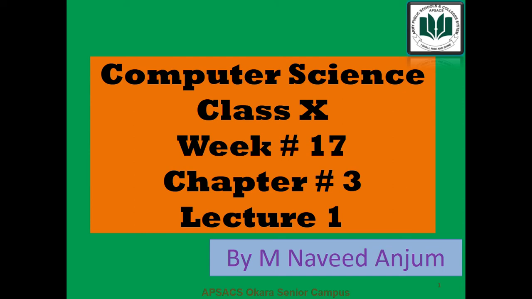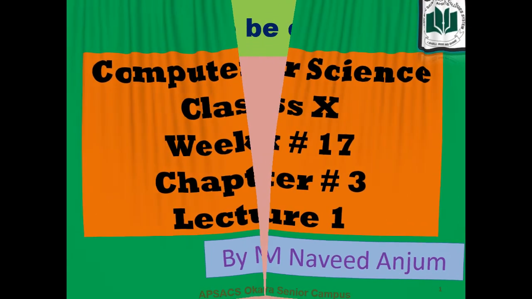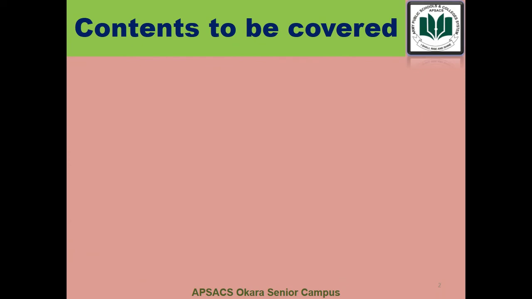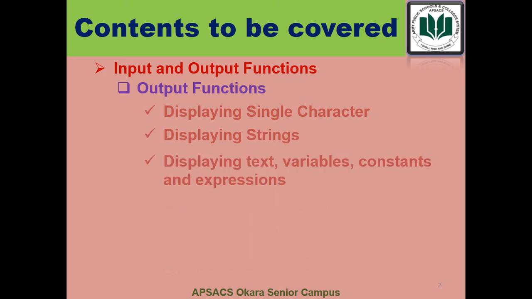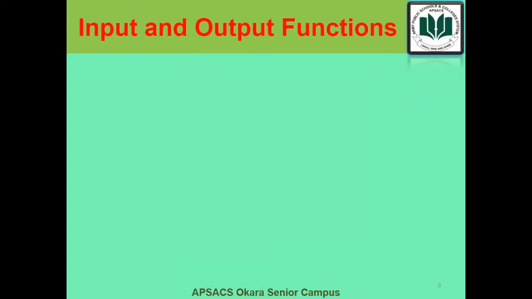To the students, it's our week number 17. We are going to start chapter number 3, and it's our lecture number 1 of chapter number 3. So let's start with the contents of this lecture. In this lecture, we will be discussing the input and output functions. Then we will discuss output functions in detail. In output functions, we will discuss displaying single characters, displaying strings, and displaying text variables, constants, and expressions. So the first topic is input and output functions.